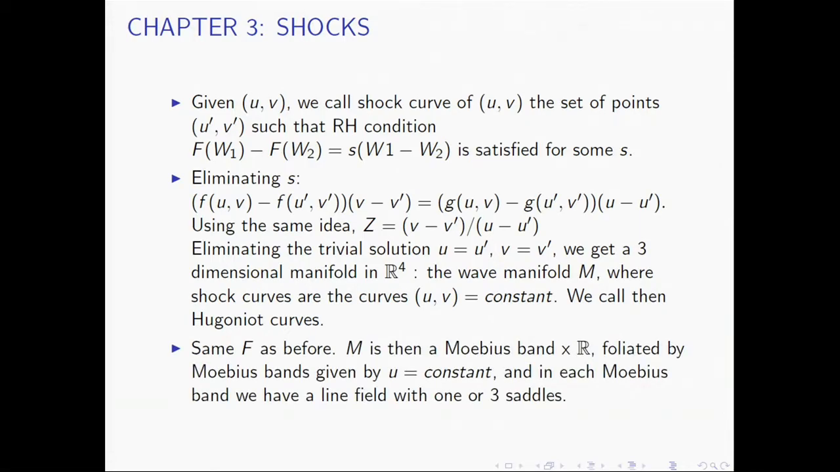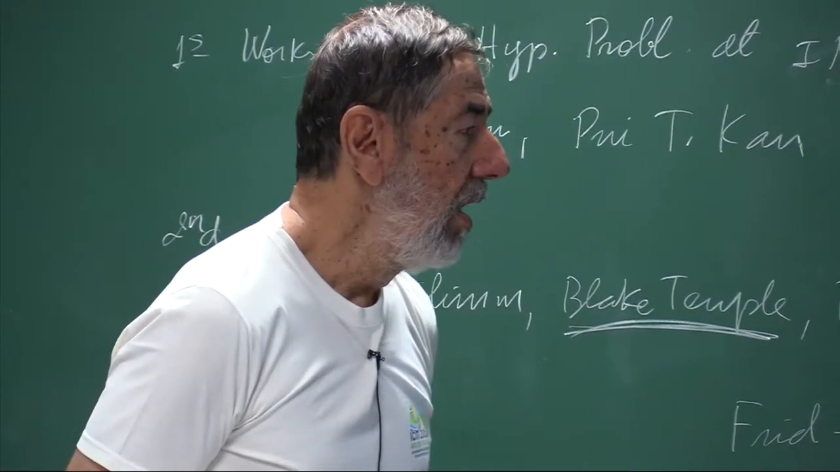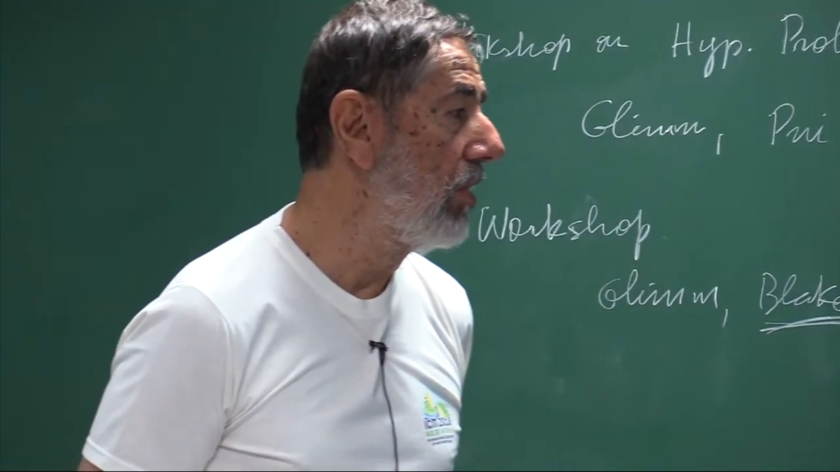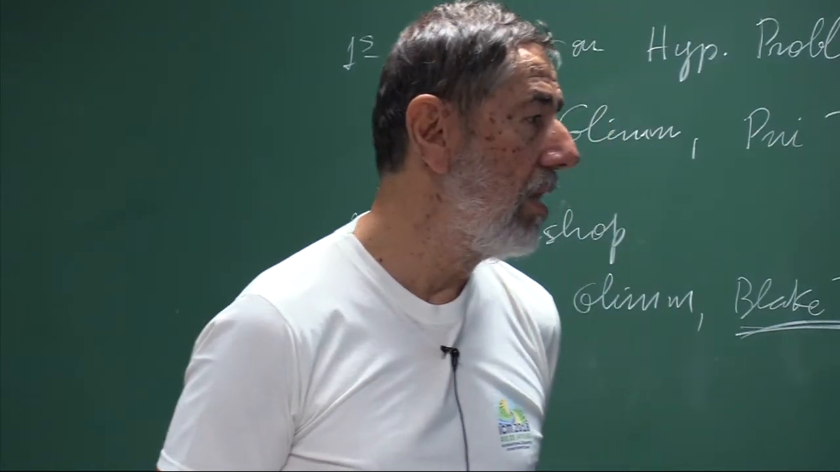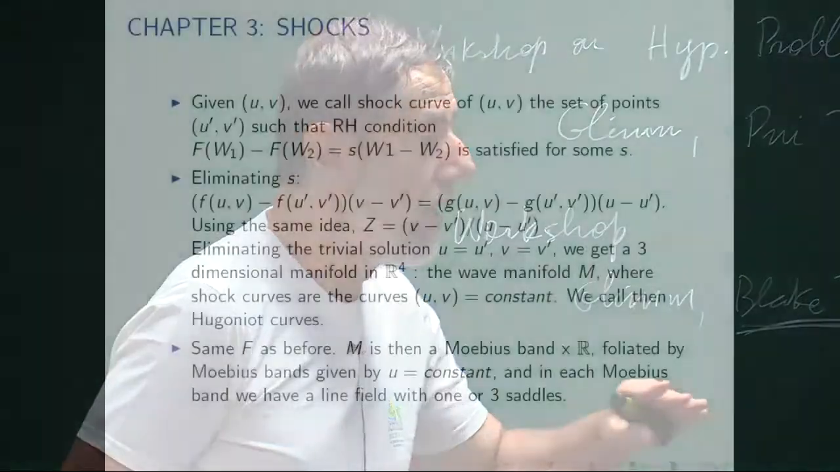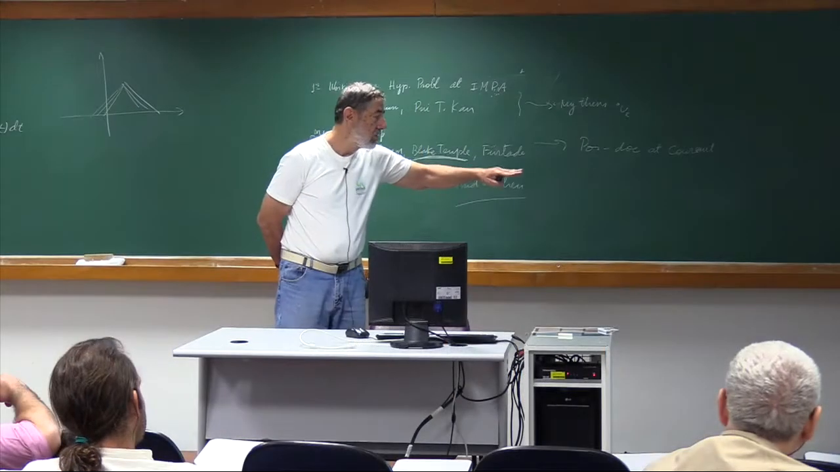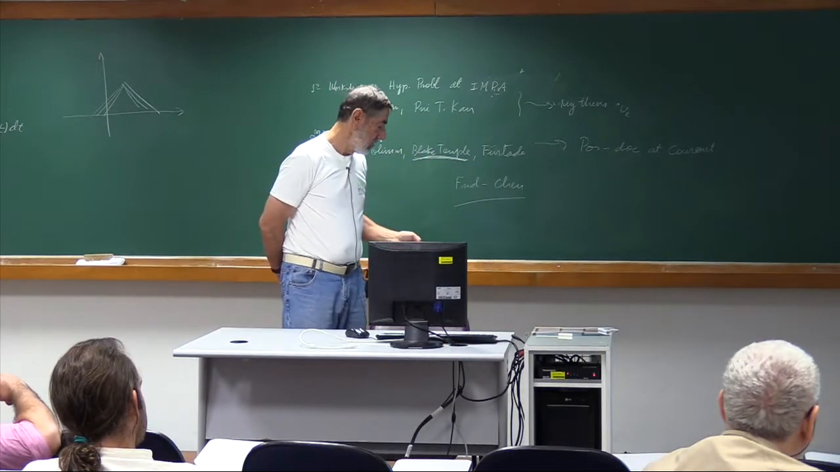And use the same F as before. And then we could characterize what the manifold is. The manifold is a Möbius band times R, which was foliated by Möbius bands given by U constant. This U constant is like the first integrals. So in each of these Möbius bands, you have this line field.